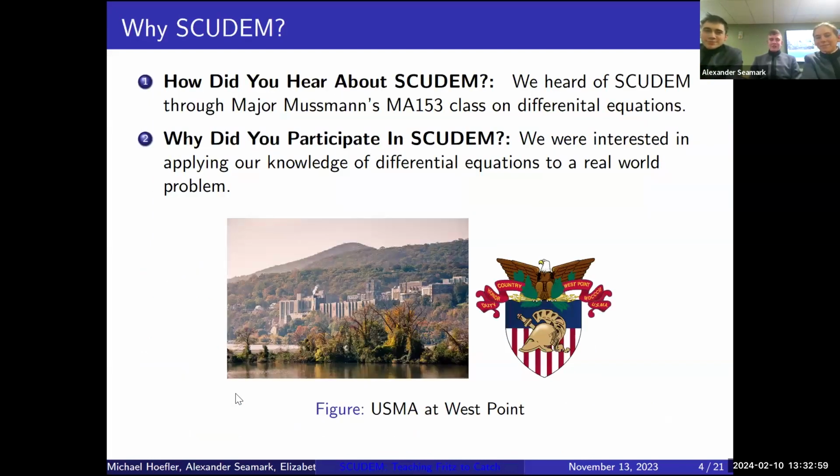So originally we were in class with our teacher, Major Mussman, and we were having lots of fun learning about differential equations. And then he brought up this competition named SCUDEM, where we could apply some of our knowledge about differential equations to real life. And we thought that'd be really interesting, because what's the point of learning anything if you can't apply it to the real world and solve some problems to better humanity and help the world, I guess. So that's how we heard about SCUDEM and why we decided to participate in SCUDEM.